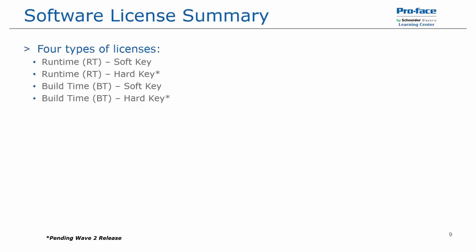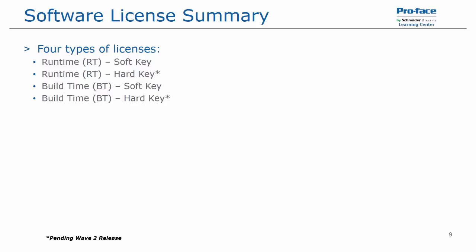The software licensing. Currently, the software license breaks into 4 different types. We have 2 groups, the runtime and the build time. Each one has their own soft key and hard key. However, I should mention that the hard keys will not be available until Wave 2 is released, which is scheduled for the beginning of Q4 of 2017.